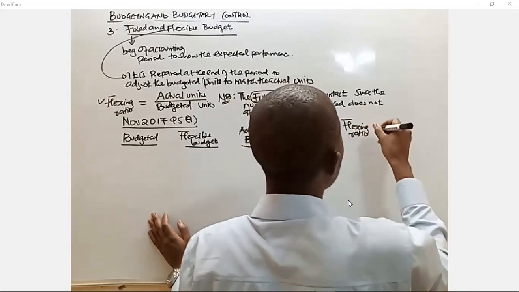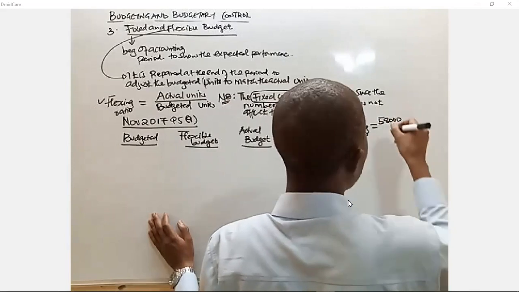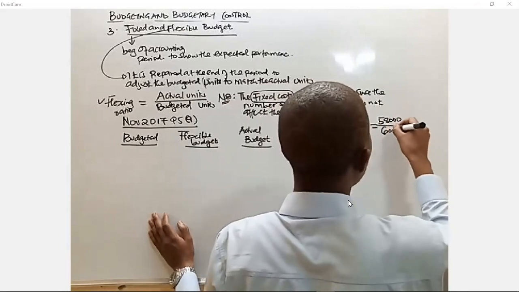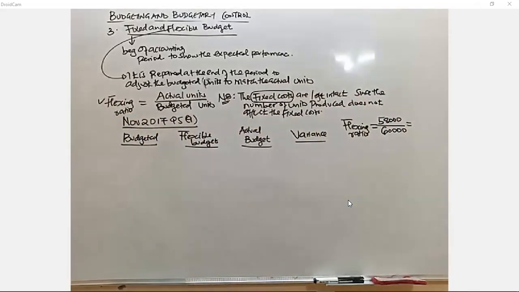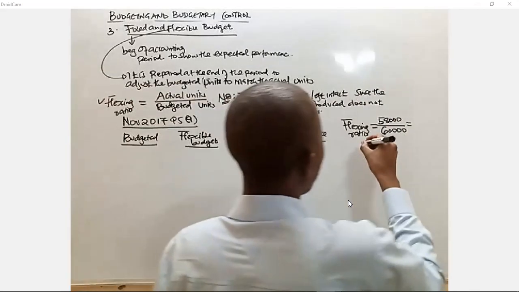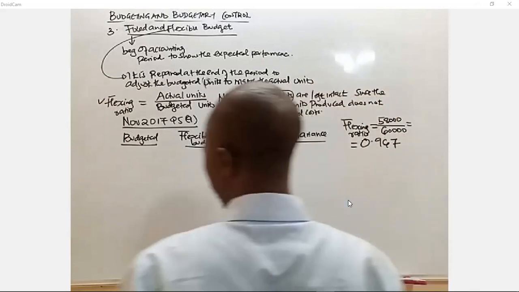And we have said to get our flexing ratio, just take the number of units, 58,000, and divide by budgeted. How much are we getting here? 58,000 divided by 60,000, and I can see I'm getting 0.967. That will be my flexing ratio.